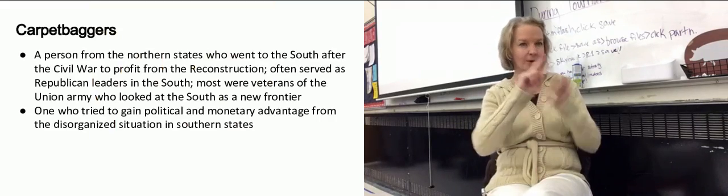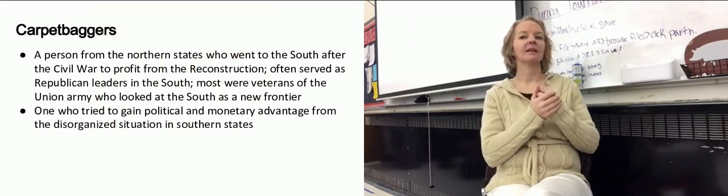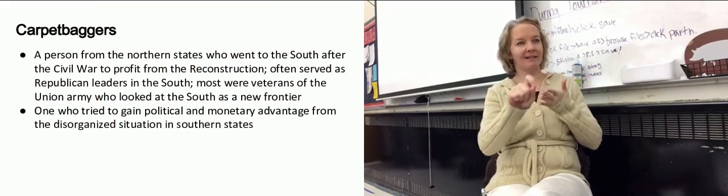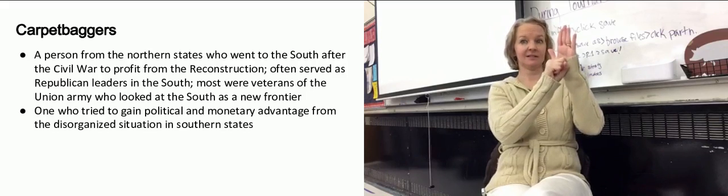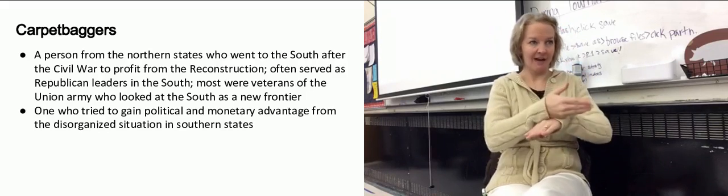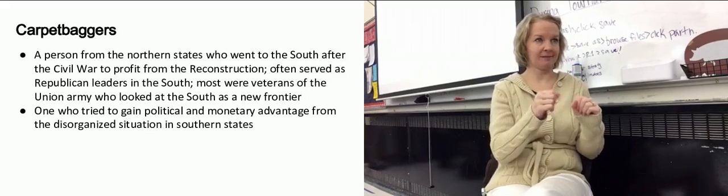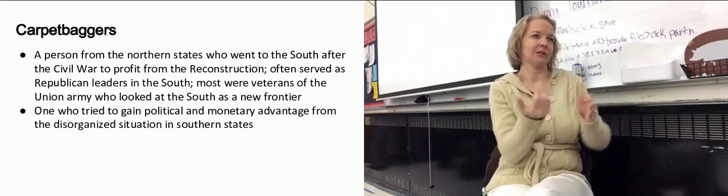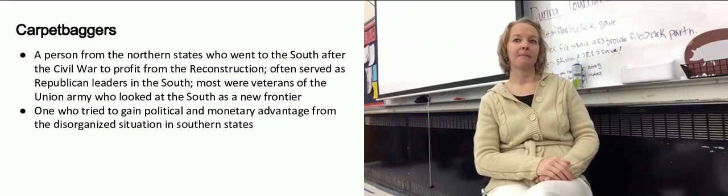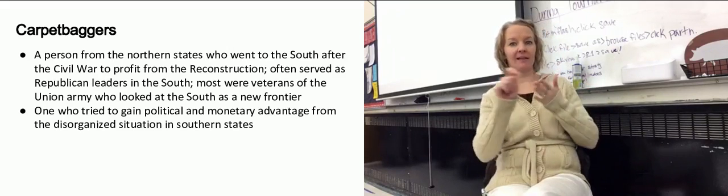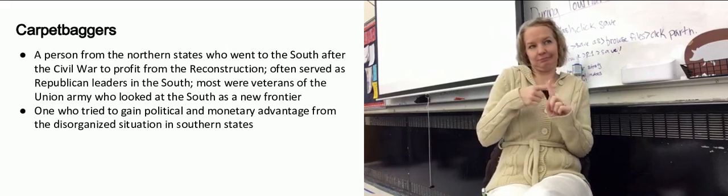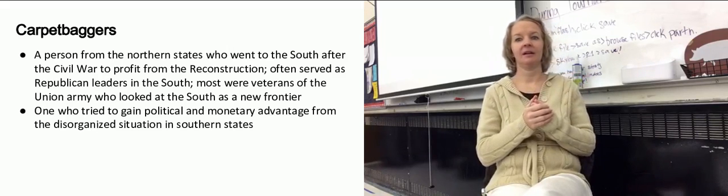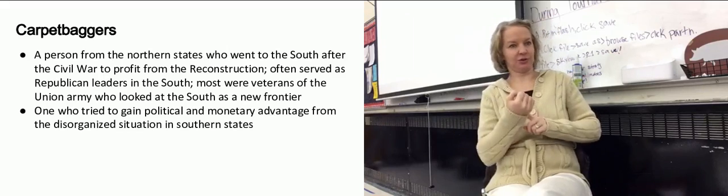Basically, what a carpetbagger does is, if you will go ahead and highlight, a person from the northern states who went to the South after the Civil War to profit from Reconstruction. And in the very last blank, highlight gain political and monetary advantage, and then underline disorganized situation in the southern states. So here's basically what a carpetbagger is going to do.